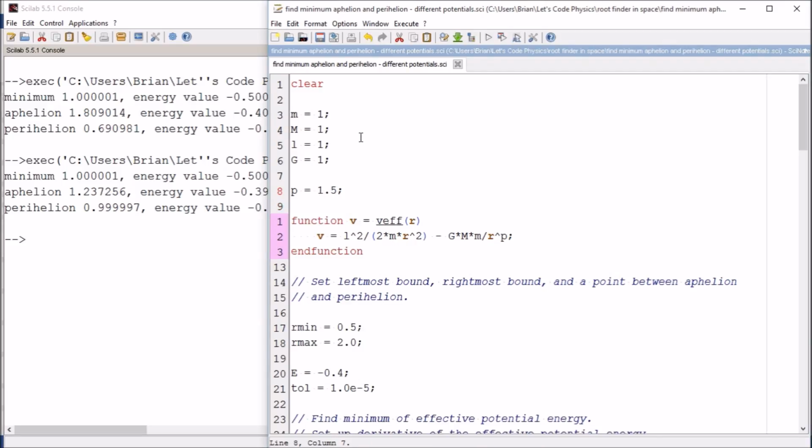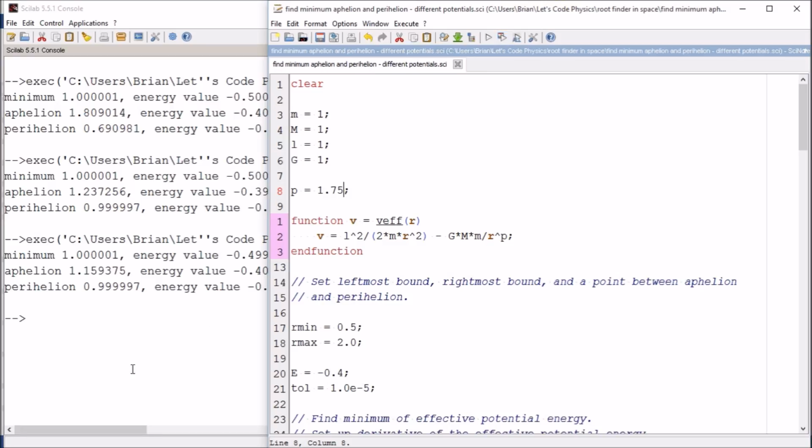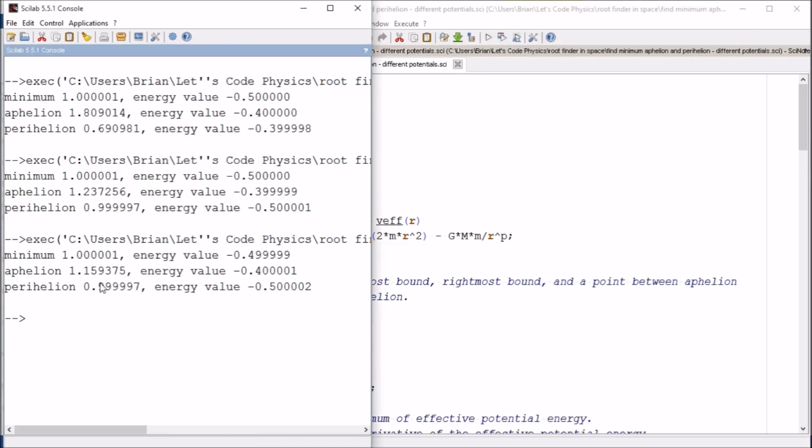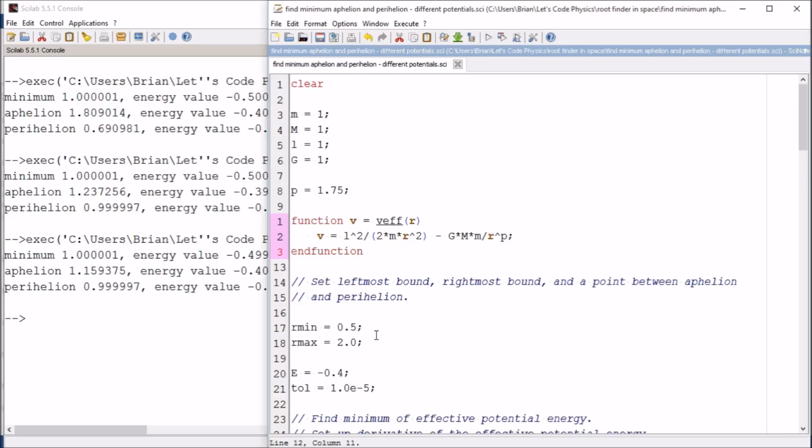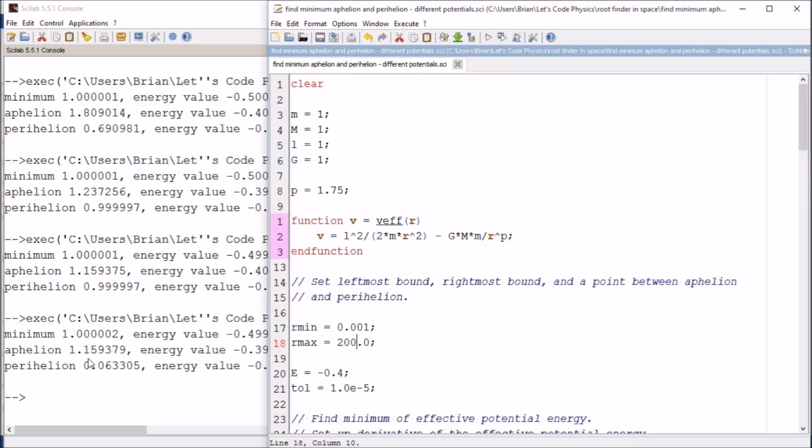So for example, we could change this to any value we wanted to. We could change it to 1.75, and then we get a pretty similar value for the perihelion, but the aphelion is getting closer in there. I do want to be cognizant of the fact that we may need to change these bounds. So actually, let's go ahead and maybe bump this down a few orders of magnitude and bump this up a few orders of magnitude. That's not going to change the answer we get.